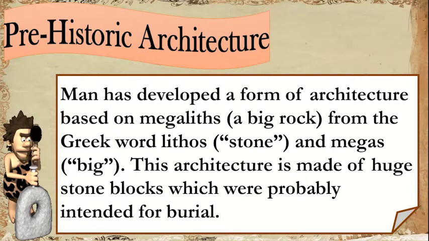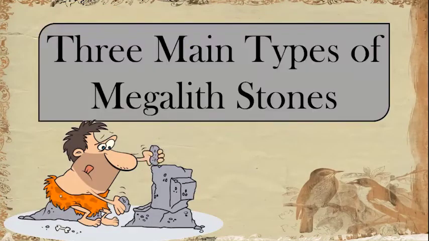Megalithic monuments have always ignited man's imagination. They provided plenty of legends and superstitions. During this era, stones and rocks were associated with divinity. So there are 3 main types of megalith stones.